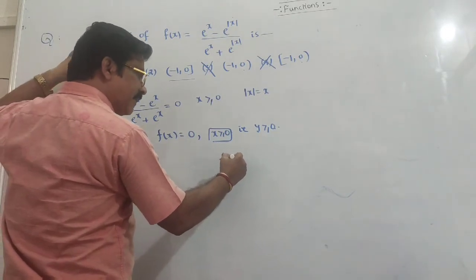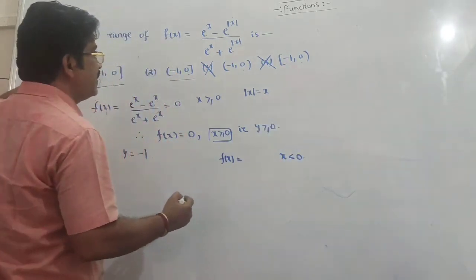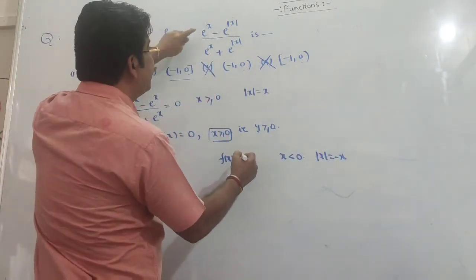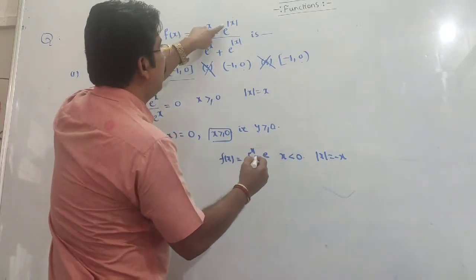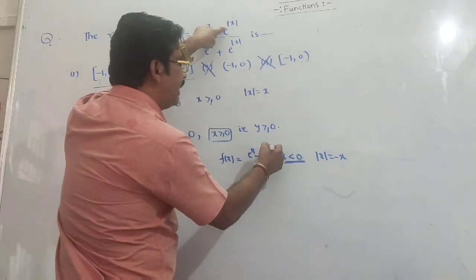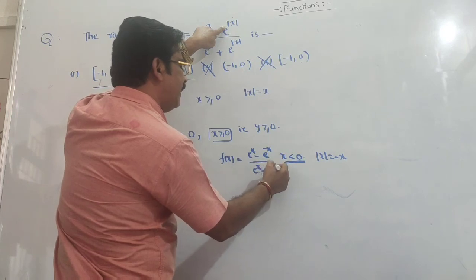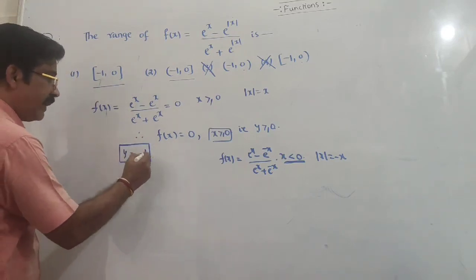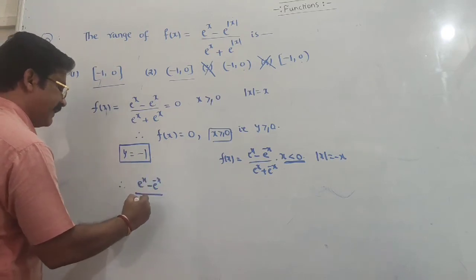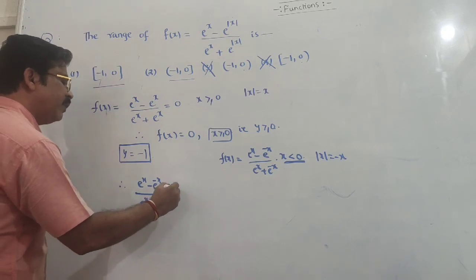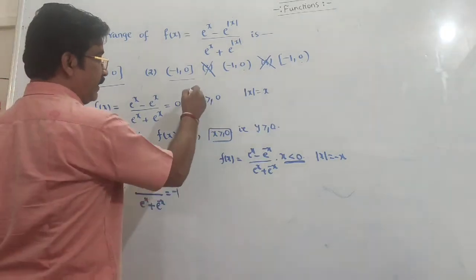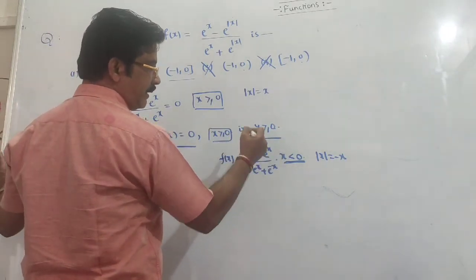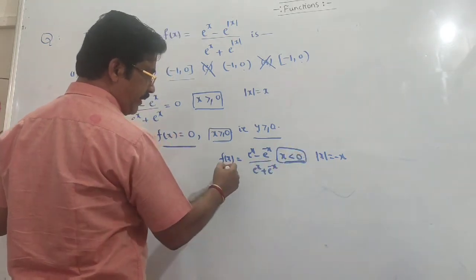Next, f of x when x is less than 0. Less than 0 means modulus of x is equal to minus x. So f of x is equal to, in this case, e power x minus e power minus x divided by e power x plus e power minus x. Here we assume that y is equal to minus 1. So y equal to minus 1 means e power x minus e power minus x divided by e power x plus e power minus x equals minus 1. One minute, no confusion. First case, x greater than or equal to 0, then f of x is equal to 0. That is, f of x means y is greater than or equal to 0. Second case, x less than 0, then f of x becomes like that.